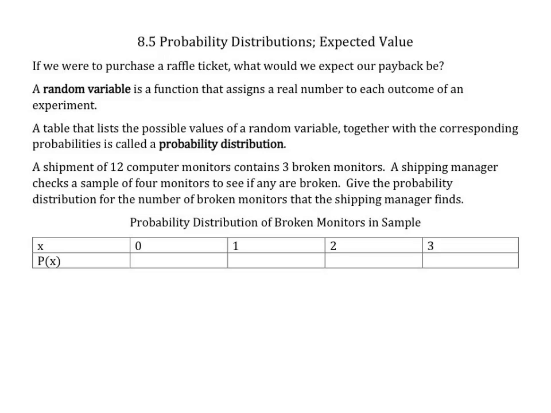Section 8.5, Probability Distributions with Expected Value. If we were to purchase a raffle ticket, what would we expect our payback to be? A random variable is a function that assigns a real number to each outcome of an experiment. A table that lists the possible values of a random variable together with its corresponding probabilities is called a probability distribution.